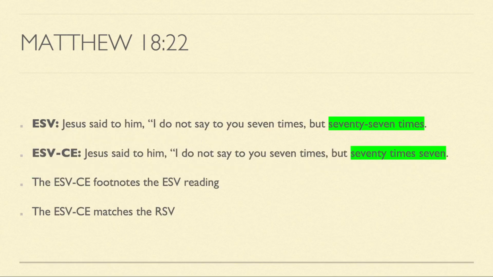In Matthew 18:22, Jesus says to forgive someone not 7 times, but 77 times in the ESV, whereas in the ESV-CE, 70 times 7. The CE does footnote the ESV reading, and the CE does match the RSV.